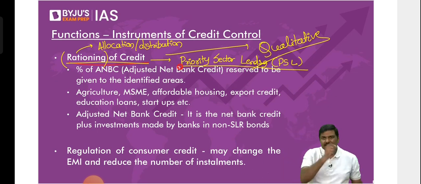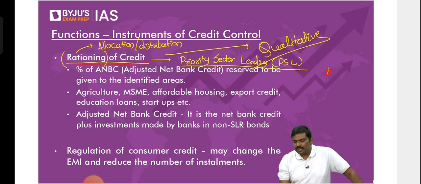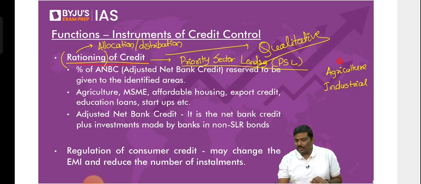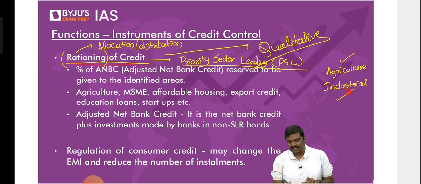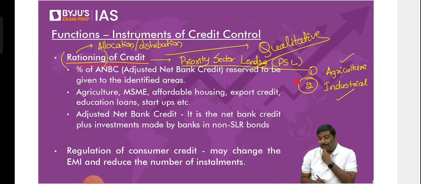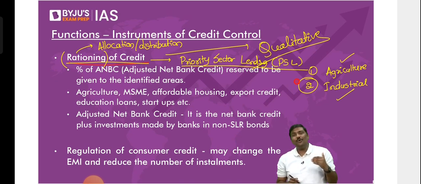Through the tool of priority sector lending, RBI ensures that there is a distribution of credit. Before I start the explanation, let me ask a simple question. You are a bank manager. You want to give a loan to the agriculture sector as well as the industrial sector. Which of the two loans do you think carries a higher risk? 1 and 2. Between agriculture sector and industrial sector, which of the two carries higher risk?